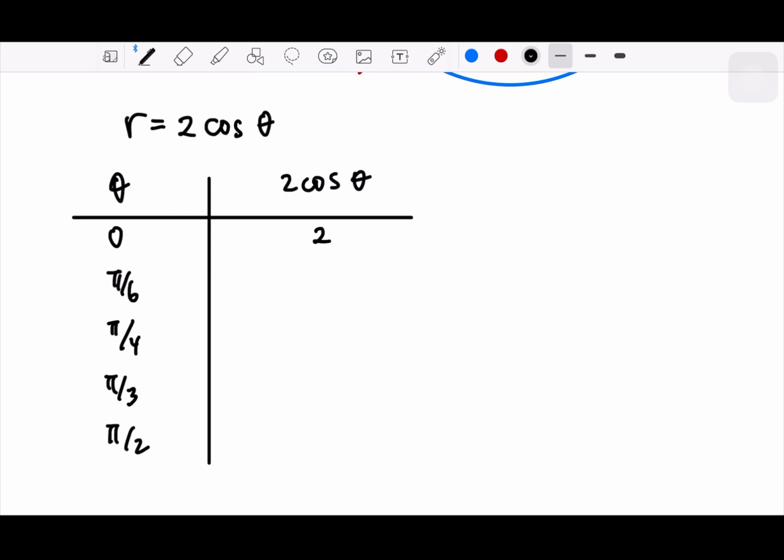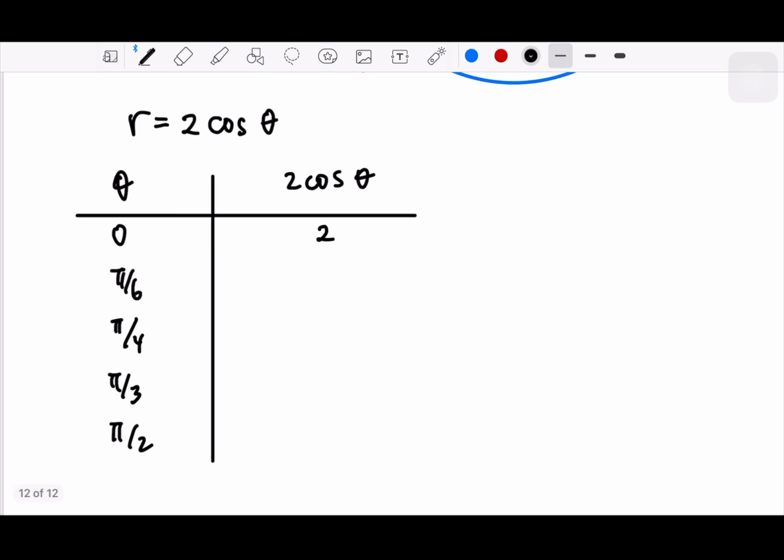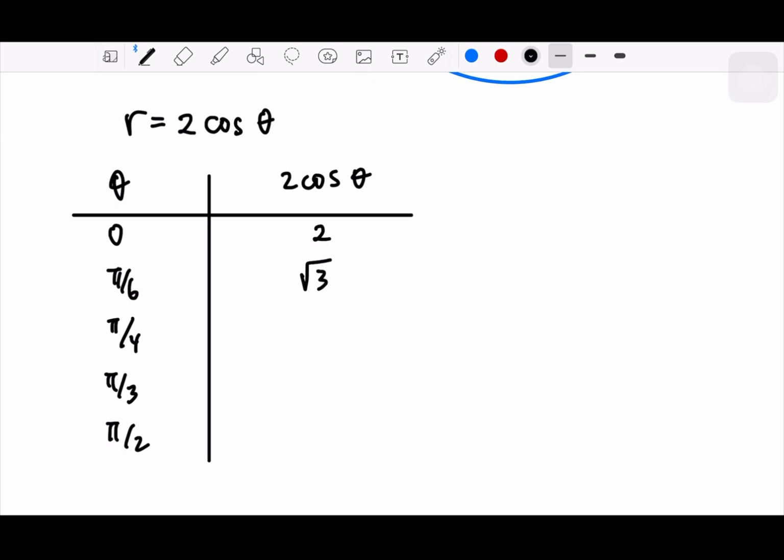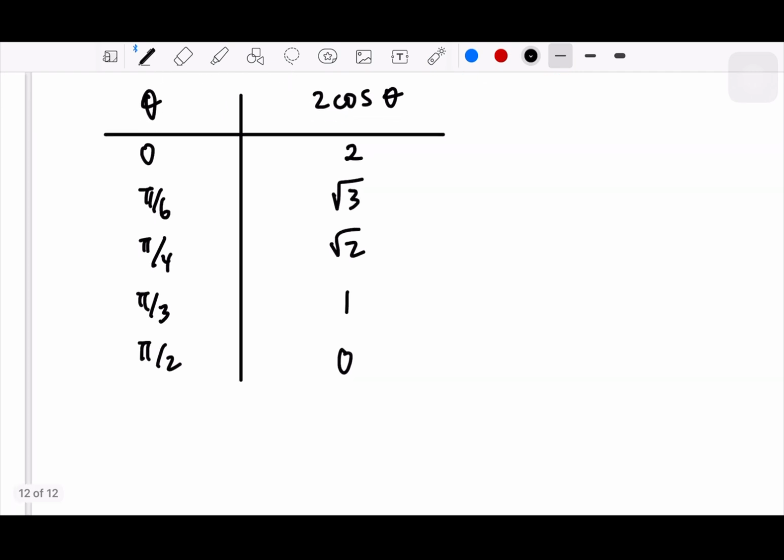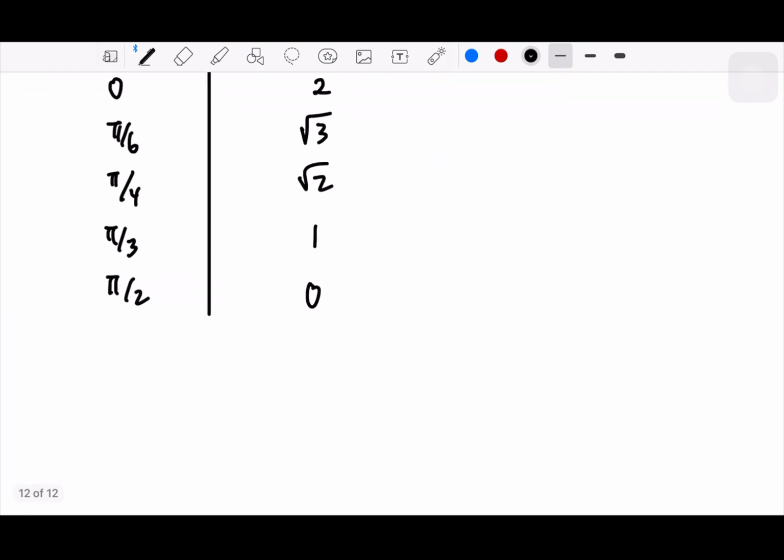This will be 2, right? This will be square root of 3. This will be square root of 2. This will be half, so it will be 1. This should be 0. And if you increase and check on 2 pi over 3, 3 pi over 4, 5 pi over 6, and pi, this will give you the negative of the same value, right?